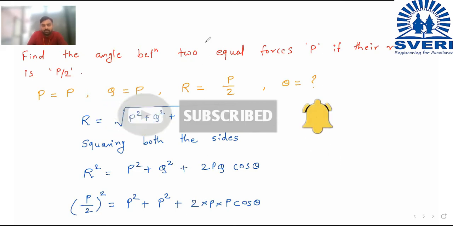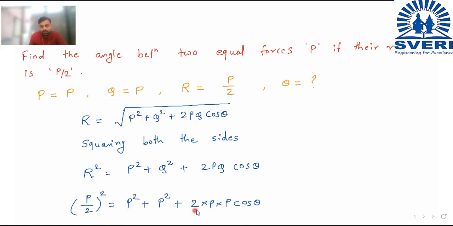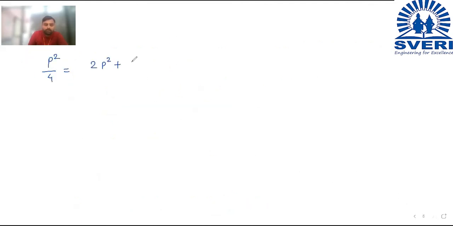Here I want to tell you, the 2 will remain as it is. P into P is again P square. So it will become again 2P square cos theta. So I will write over here plus 2P square cos theta.